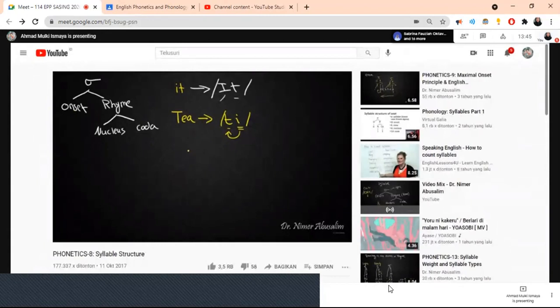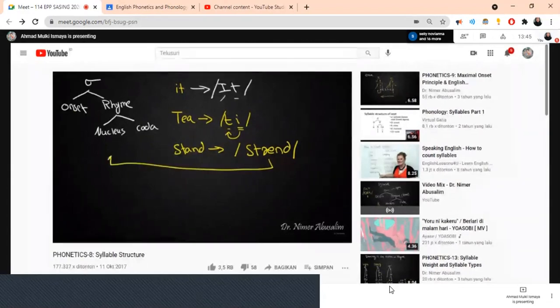Now, sometimes you can have even more than one onset and more than one coda. Take, for example, the word stand. Always remember to do the transcription first, like so. Let's put in our nucleus. Next, let's look after the vowel and see what we have. Well, we have two sounds, N and the D sound. Before it, we have also two sounds, like so.